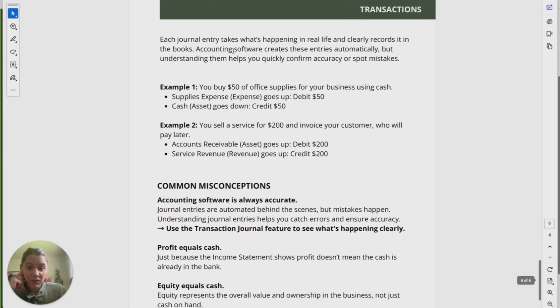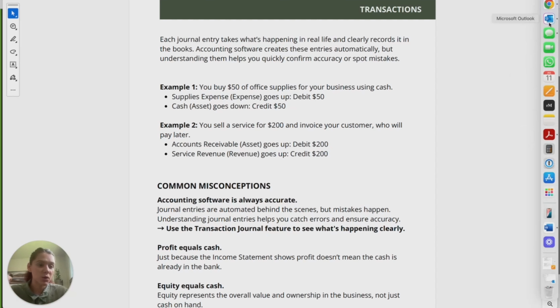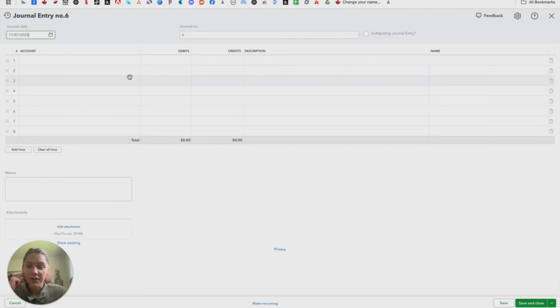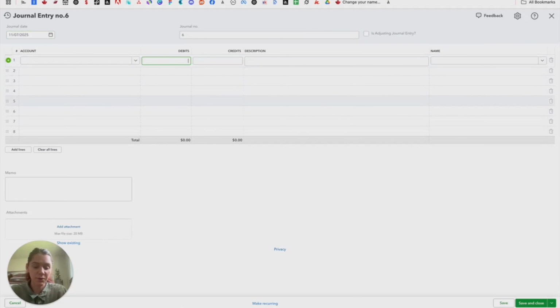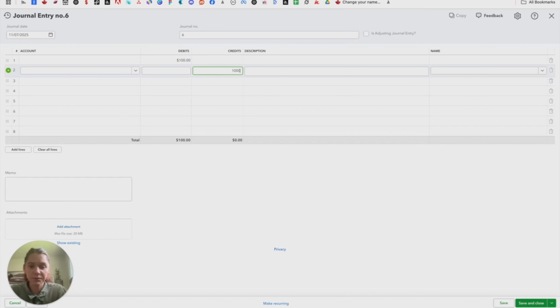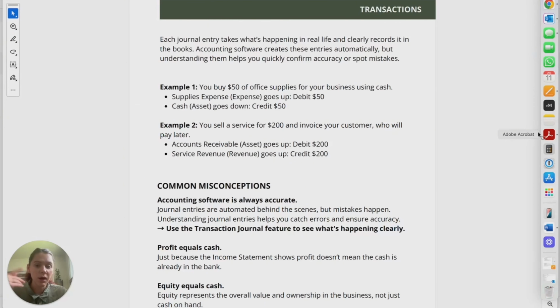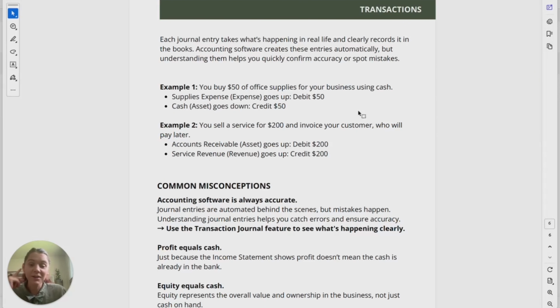So we're going to do a couple of examples together. Each journal entry takes what's happening in real life, and we clearly want to record it in the books. In our accounting systems, it doesn't really look like a journal entry these days. You can go to new journal entry, and this is maybe something we're used to seeing. There's a debit side and a credit side. Let's say we want to debit $100 and credit $100. Oh, firstly, that doesn't balance, so it won't let me save it. But if we go through this first example, we'll do a basic journal entry of how we would record it. My first example: you're going to buy $50 of office supplies and you're going to use cash in the business.